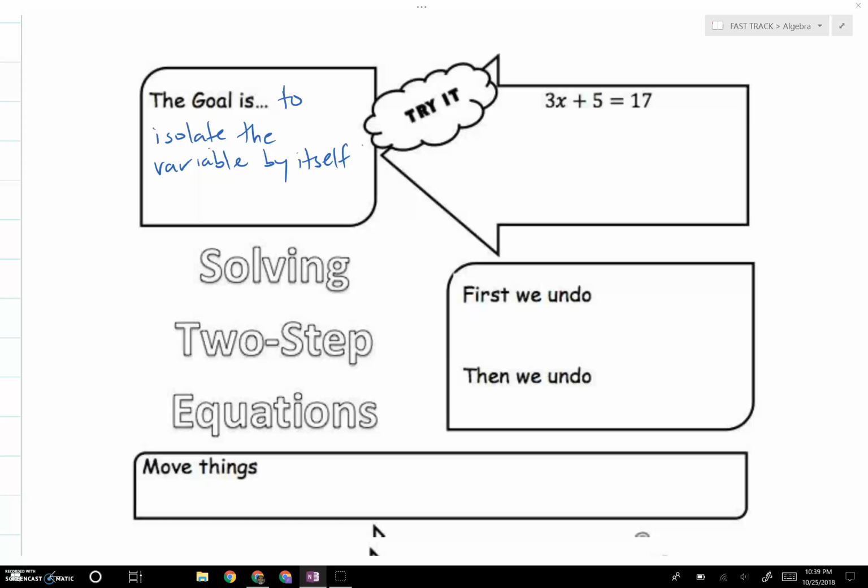So basically, what we want to do is get all the variables on one side and all the numbers on the other side. In the first question, it's 3x plus 5 equals 17. The first thing that we undo is the plus 5. So we subtract 5 from the other side, so that becomes 3x is equal to 17 minus 5. So 3x is equal to 12. And the next thing we undo is it's 3 times x, so the opposite of multiplying by 3 is dividing by 3. So x is equal to 12 divided by 3, which is 4.